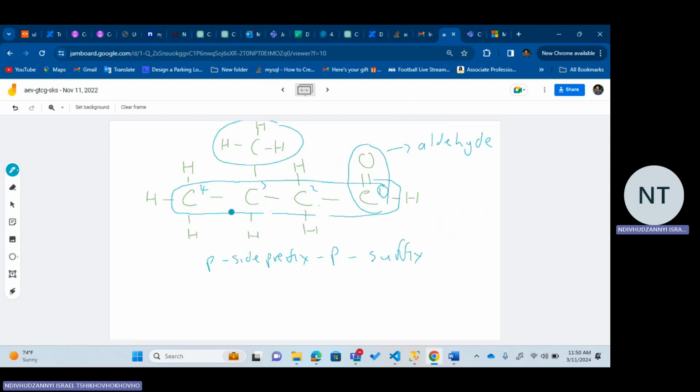So what's our position for the side chain? It's in position 3. How many carbons are there? It's 1, so it's methyl. Then what's the prefix? The number of carbons is 4, so it's going to be butane. The aldehyde is in position 1. Then the suffix is al, so it's going to be 3-methylbutanal.